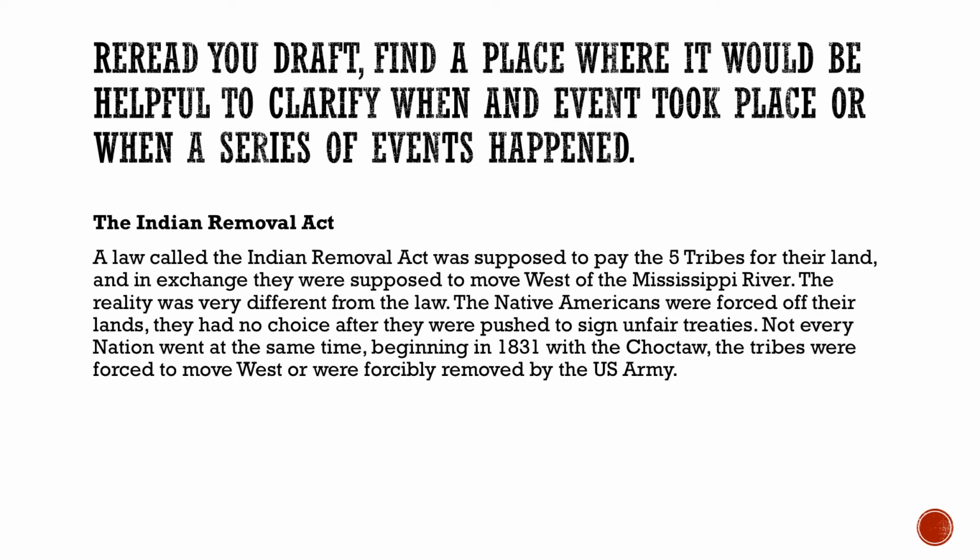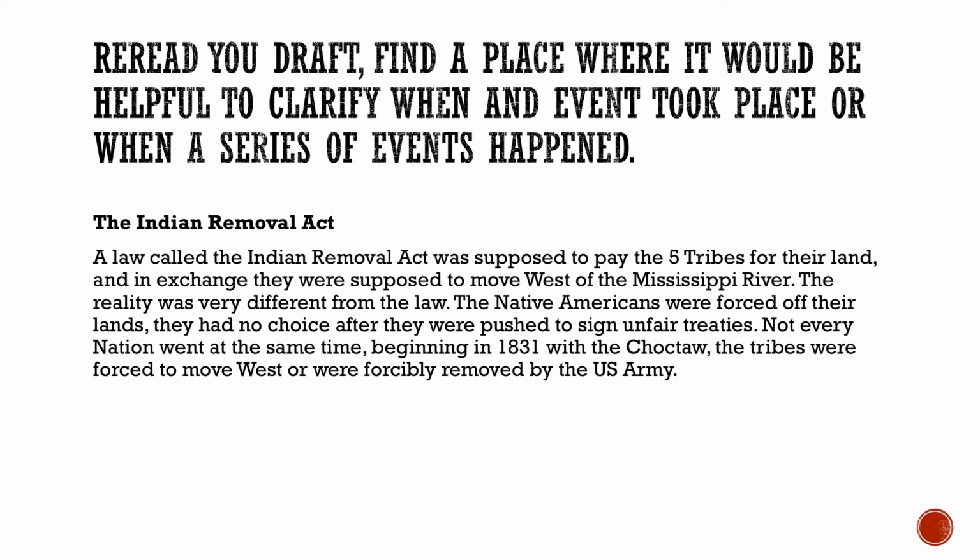A law called the Indian Removal Act was supposed to pay the 5 tribes for their land, and in exchange they were supposed to move west of the Mississippi River. The reality was very different from the law. The Native Americans were forced off their lands, and they had no choice after they were pushed to sign unfair treaties. Not every nation went at the same time. Beginning in 1831 with the Choctaw, the tribes were forced to move west or were forcibly removed by the U.S. Army.